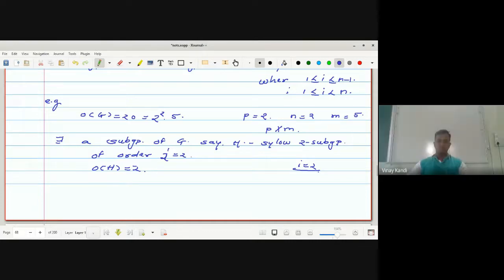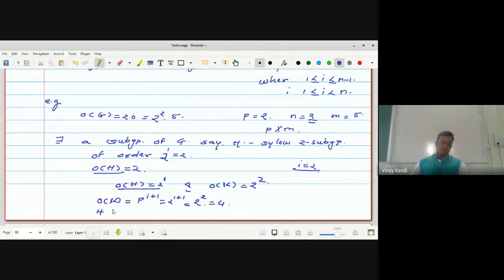And the second statement tells us this subgroup, okay, if order of H is equal to 2 raised to 1 is normal in what? Suppose order of K is equal to 2 raised to 2, where I running from 1 to n. So what is value of n? It is 2. Okay, if suppose order of K is P raised to I plus 1, that is 2 raised to I plus 1, which is equal to 2 raised to 2, which is equal to 4. Okay, so hence H is normal in K. Is it correct?